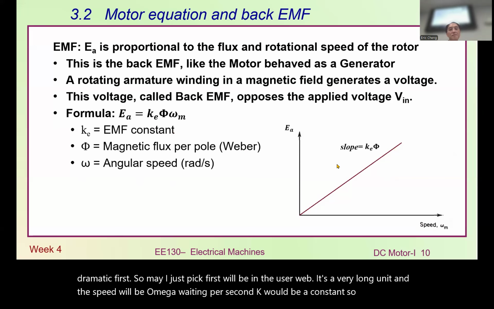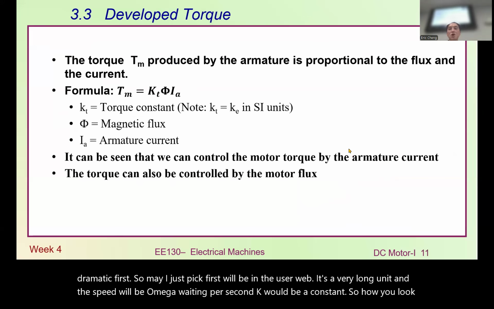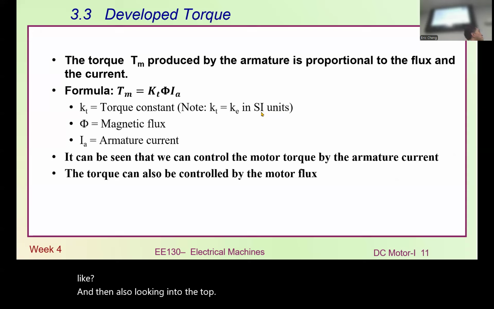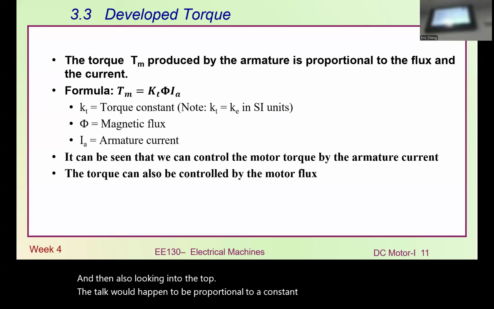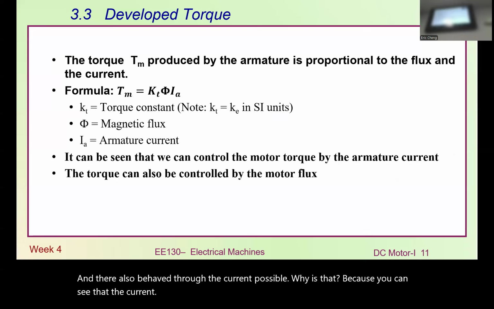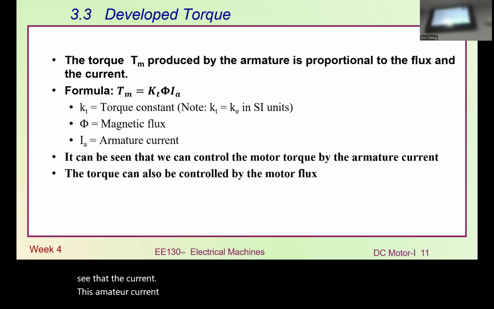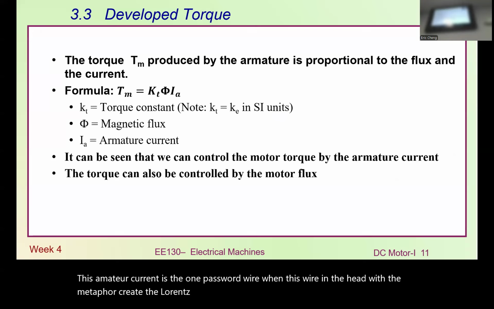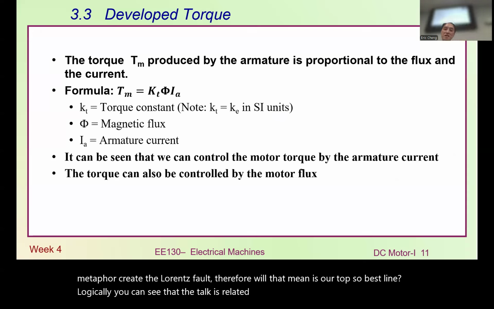So how does it look? And then we're also looking into the torque. The torque happens to be proportional to a constant KT, and also highly related to the magnetic flux, and also to the current passing through. Why is that? Because the armature current is the one passing through the wire. When this wire interacts with the magnetic flux, it creates the Lorentz force, which is our torque. So logically, the torque is related to the magnetic flux phi and also the current.